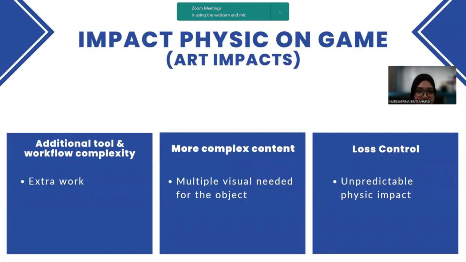I will present the impact of physics on games, which are art impact and other impact, and also the collision and detection system. The first one is additional tool and workflow complexity. This gives extra work to the developer because they need to combine multiple elements such as mass and also friction. Then more complex content, so it needs multiple visuals for the object. For example, a block destroyed when the player attacks, so it needs two versions, which are original and also destructible. Then loss of control, so unpredictable physics-related impact will affect control of changing scenes, for example, glitches in character movement.